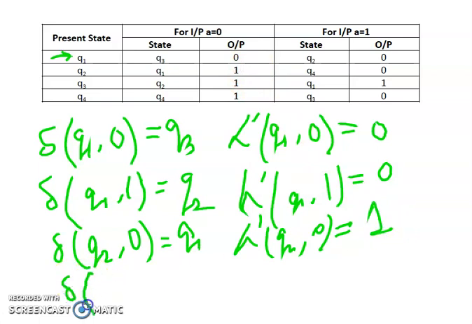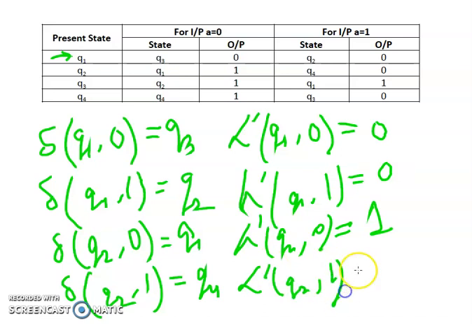Now for Q2 comma 1, so we will write Q2 comma 1. That means we are currently on the state Q2 and we are reading the input as 1. Then we will move to state Q4. So the next state is our Q4 and the output associated with this transition Q2 comma 1 is, let's check over here, 0. So we are writing over here as 0. So in this way, we can write all the transitions in the form of a transition function and all the outputs in the form of a lambda dash.